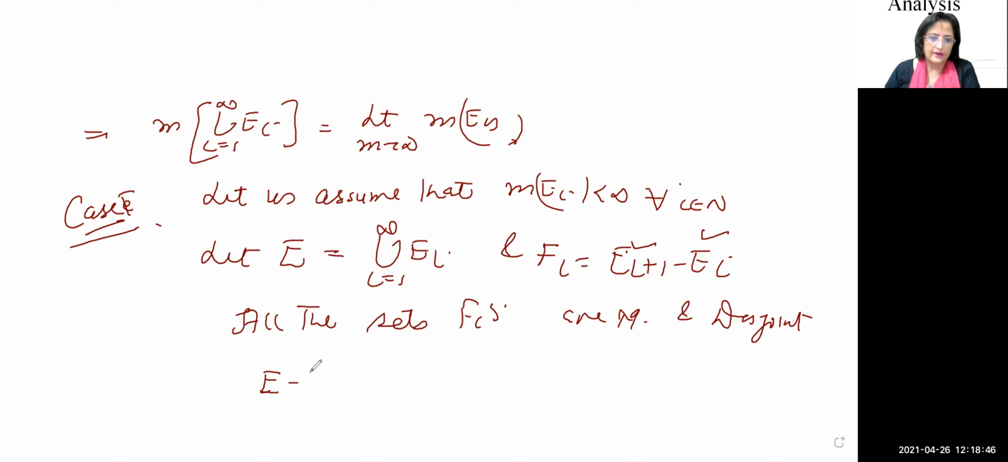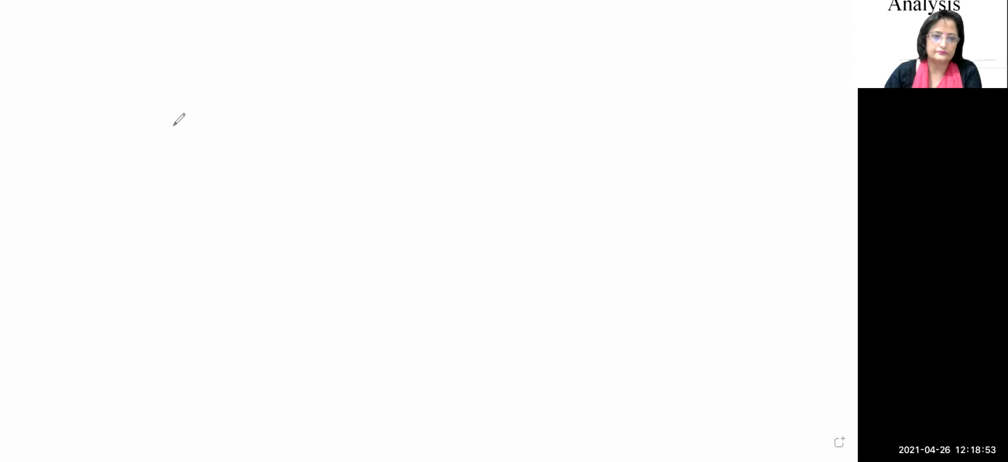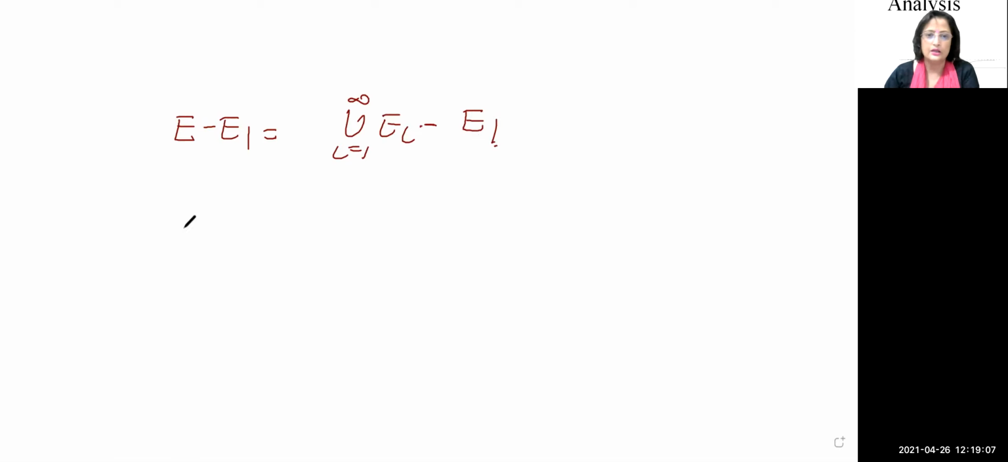Again, we will try to find out what is E minus E1. Again, this is union i running from 1 to infinity, Fi. E minus E1: what was E? E was union i running from 1 to infinity, Ei, and E1 is removed from it. E1 is now the smallest set. So this is equal to, and the annulus in between will be left and named as union i running from 1 to infinity, Fi, right?